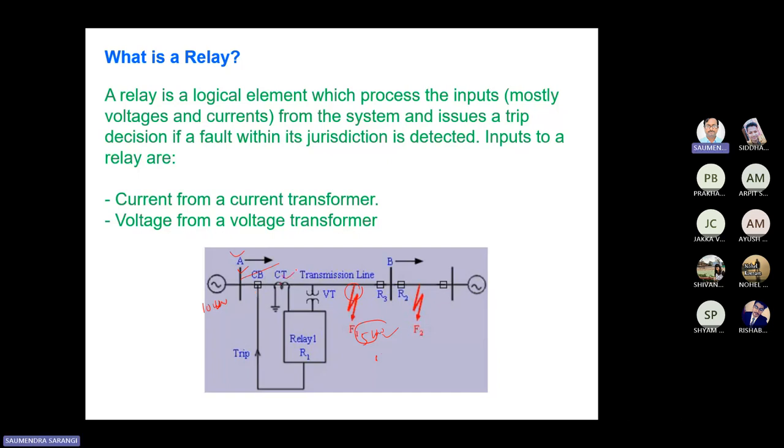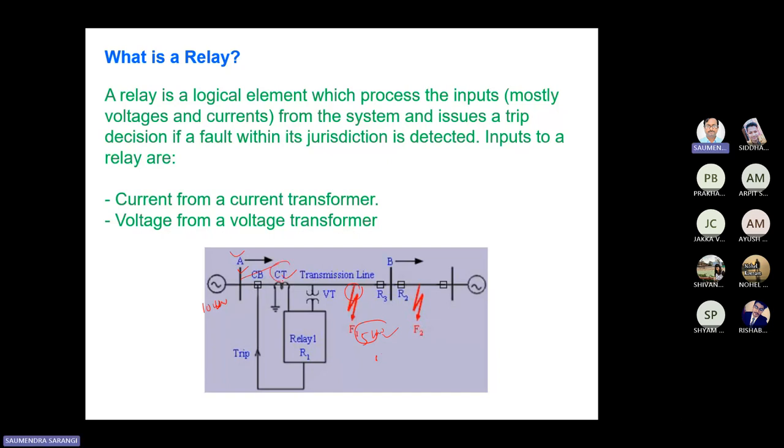The CT and the PT give a signal to the relay. The relay has to detect the fault and the circuit breaker has to be opened. I already told how we have to open the circuit breaker. The circuit breaker contact has to be opened in a closed chamber so that sparking or arcing should not be there. Okay. So now, if I'm talking about the overcurrent relay, it requires only a CT.